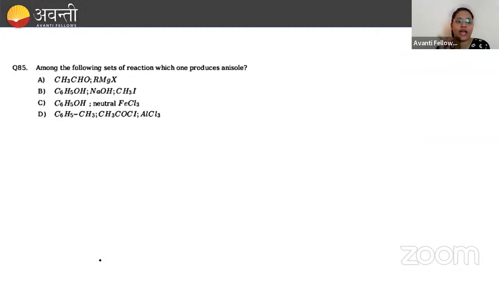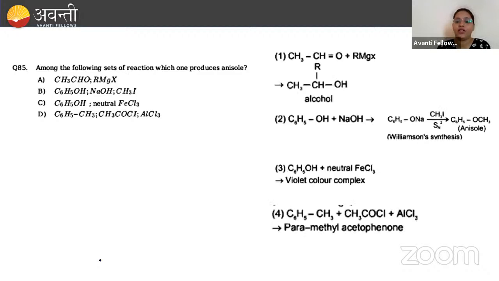Among the following sets of reactions, which one produces anisole? So 4 reactions are given. Let's see them one by one. In the first reaction you can see there is a ketone present. No, that is not a ketone. This is an aldehyde and it reacts with a Grignard reagent. You know that when an aldehyde reacts with a Grignard reagent, there is formation of an alcohol.